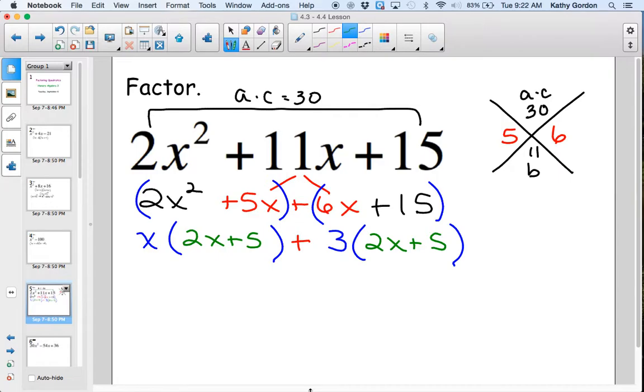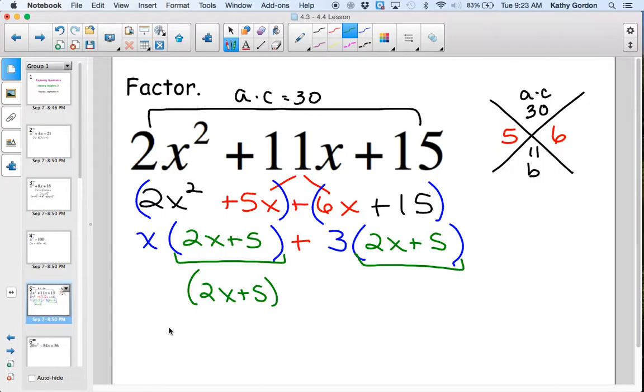Right, so now I have the parentheses matching. Those parentheses are technically factors, right? It's 2x plus 5 times x. It's 2x plus 5 times 3. So that means I can take this common factor of 2x plus 5 and factor it out in front, just like I did with that x from this group, just like I did with that 3 from this group. As a common factor, I can pull it out in front.